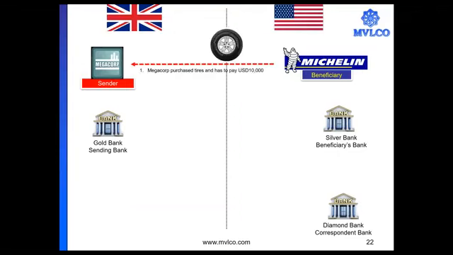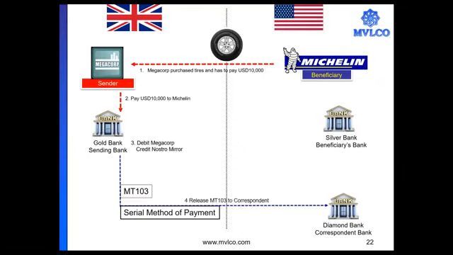Let us start the process. The first step, Michelin has sold the tires to Megacorp. Megacorp now needs to make a payment of $10,000. Megacorp would tell its own bank, Gold, to make the payment. At Gold Bank, Megacorp would have its account. We would convert this GBP currency or the euro into dollars, and then after having debited the party, Megacorp, and credited our Nostro Mirror account in our own books at Gold Bank, we create the MT103. This MT103 moves from Gold to its correspondent bank, Diamond Bank.